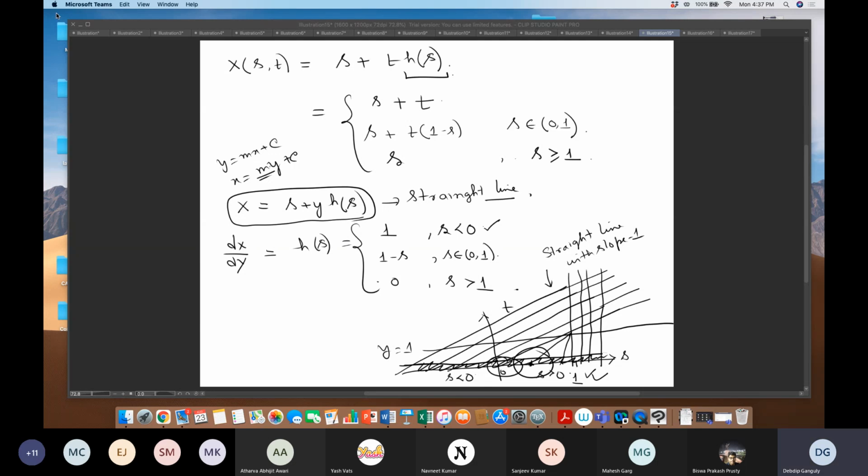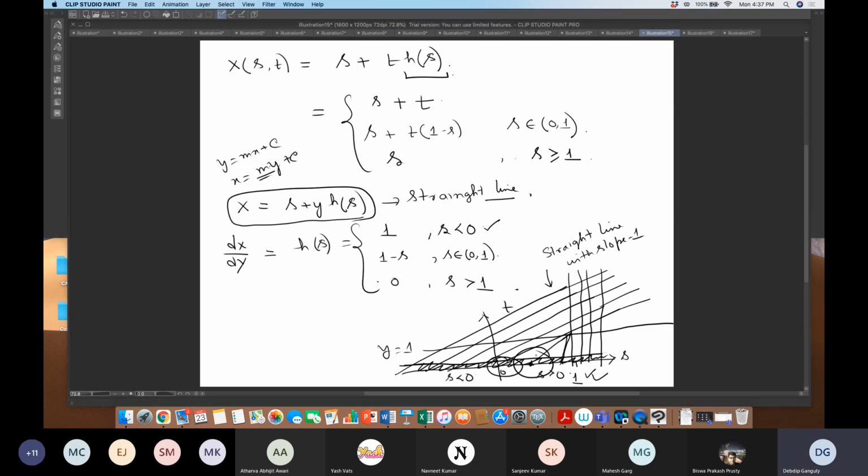That ODE has no smooth continuous solution for y greater than or equal to 1. There is a problem because this line intersects here.